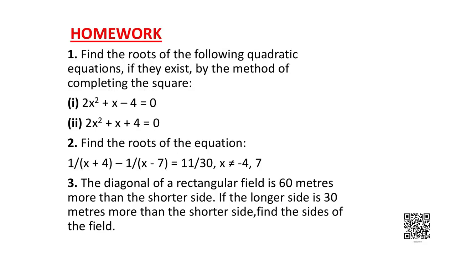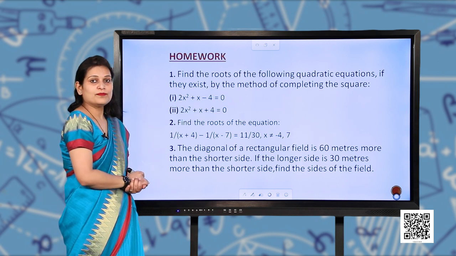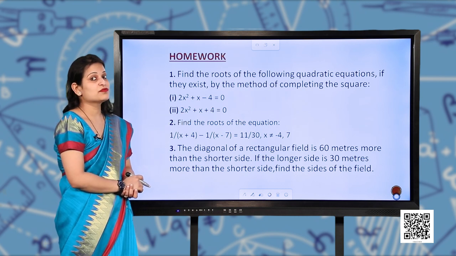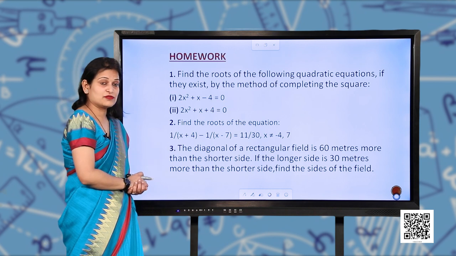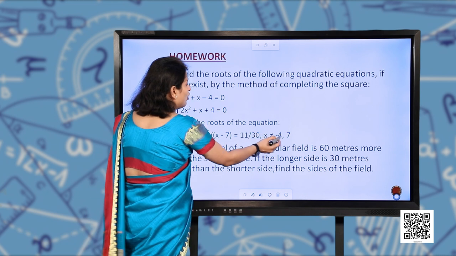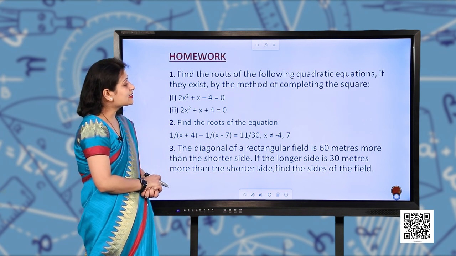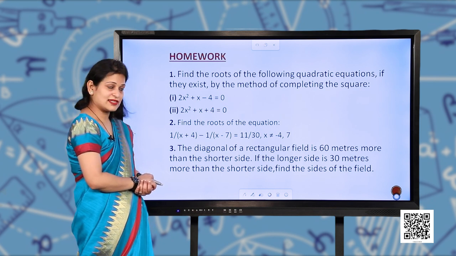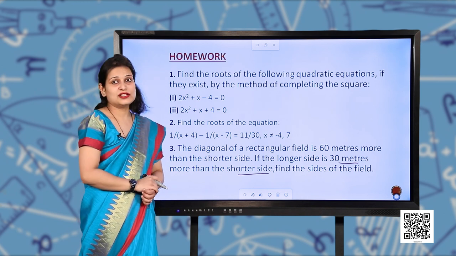Now there are a few questions for your homework. First, find the roots of the quadratic equation by the method of completing the square. First one, 2x square plus x minus 4 equals 0. Second, 2x square plus x plus 4 equals 0. Second question, find the roots of the equation 1 upon x plus 4 minus 1 upon x minus 7 equals 11 upon 30. The value of x can't be minus 4 and 7. Third one, the diagonal of a rectangular field is 60 meters more than the shorter side. If the longer side is 30 meters more than the shorter side, find the sides of the field.